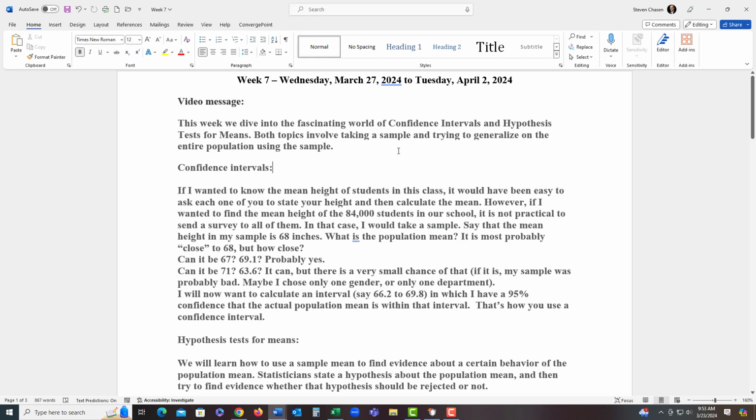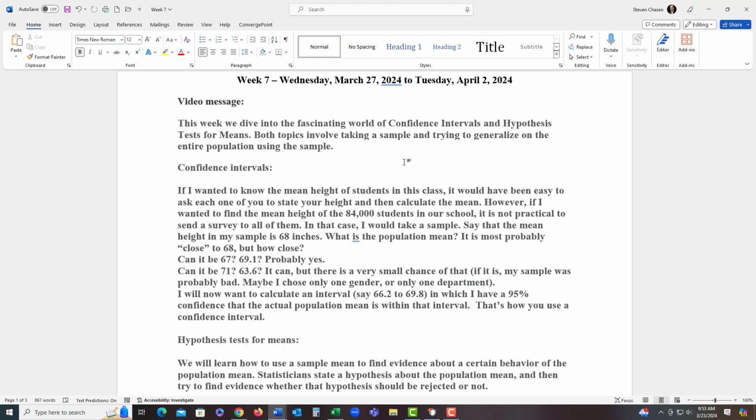Confidence intervals simply means you've got the bell-shaped curve, and you want to see, of all the raw data, which data falls within the bell-shaped curve and which data falls outside of the bell-shaped curve. So we'll be learning more about that.